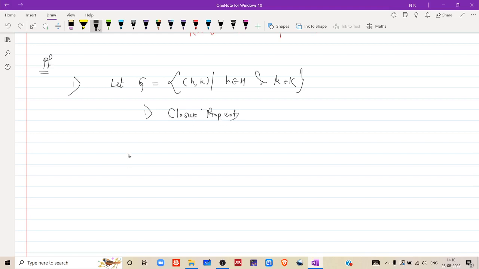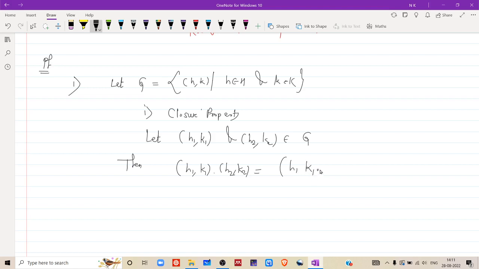So for that, let us take 2 elements from G. So let h1 k1 and h2 k2 belong to G. Now what happens if you're doing a multiplication? Then what is h1 k1 multiplied by h2 k2? As per the multiplication, it is h1, k1 dot h2, and k1 k2.